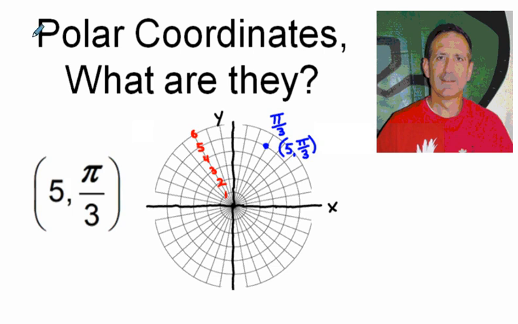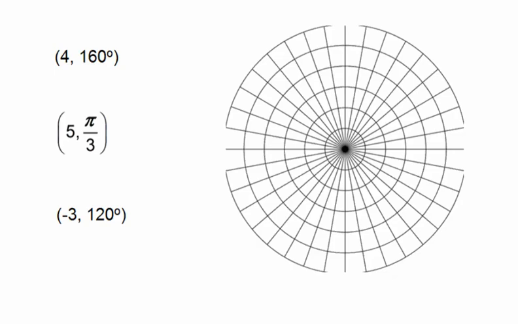Polar coordinates. What are they? Up until now in your mathematics career, you have been familiar with coordinates in terms of x and y, which are called rectangular coordinates. And so that's going to be an x value, comma, y value. Here, in this section, we have something called polar coordinates.